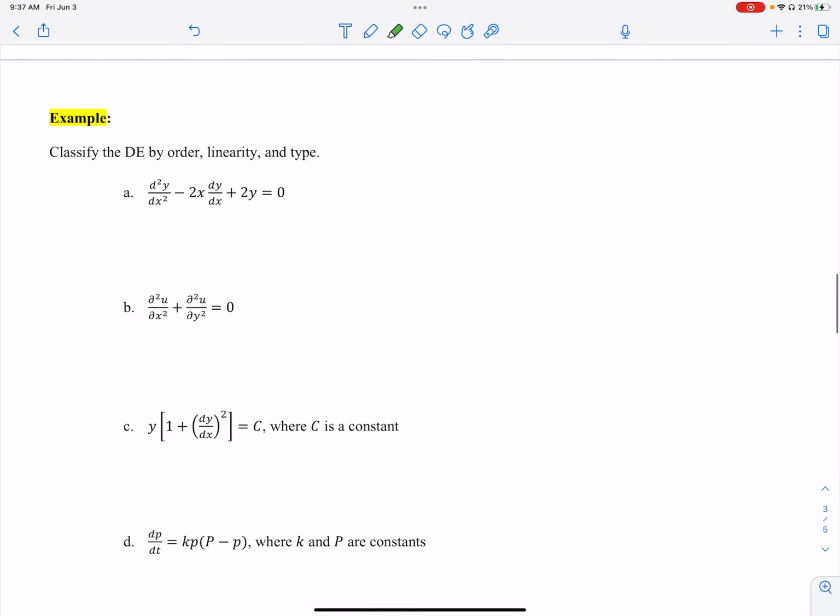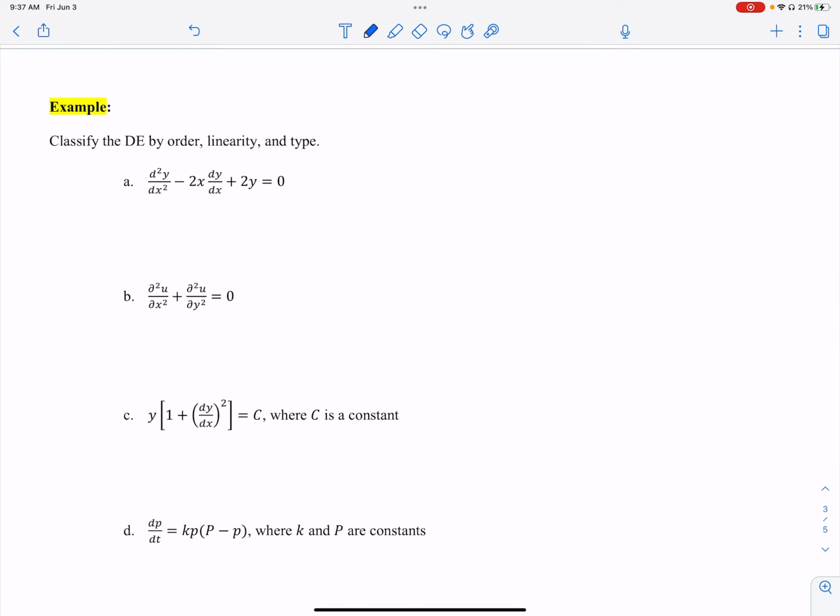Let's give some practice for this. This is as far as it's going to go. We are going to classify by order, linearity, and type. What type means is ODE or PDE. So notice that the first one, let's take a look at that, they are normal derivatives, ordinary derivatives. So I know it's an ODE. So I know I'm going to write ODE at the end.